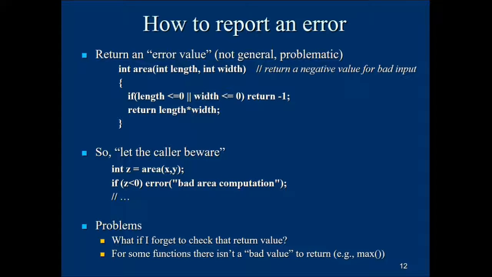And now, how to report an error? If you have that catastrophic case, when the length and width are passed, please check length and width. They should not be less than 0. If they are less than 0, return minus 1. Or let the caller check: if the area comes out negative, intimate that it is a bad area computation. Area cannot be negative. Also, you can even forget to check the return value like this. And for some functions, like maximum, there isn't a bad value to return.